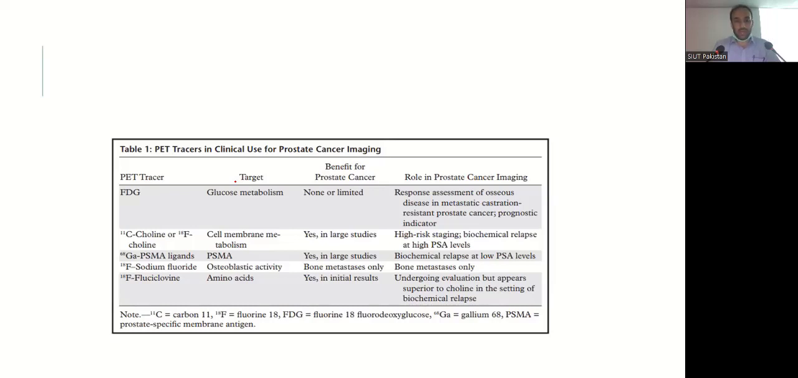Sodium fluoride shows the osteoblastic activity in bone, so its benefit for prostate cancer is just for bone metastasis only. And fluciclovine, the initial results for its role in prostate cancer are undergoing evaluation, but it appears superior to choline in the setting of biochemical relapse.